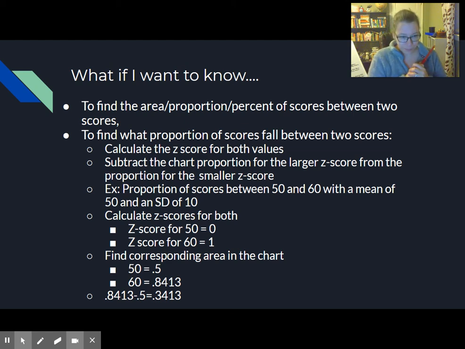That is the mean. And then I'm going to do the exact same thing to find the Z-score for 60. So what am I going to do? I'm going to do 60 minus 50, and divide that by 10. That gives me 10 divided by 10, so that answer is 1. So now I have a Z-score of 0 and a Z-score of 1, and I want to know what percent or proportion is in between those two things, right?